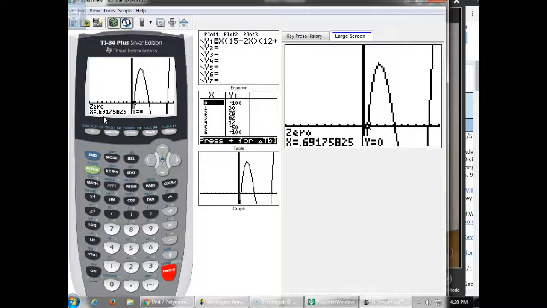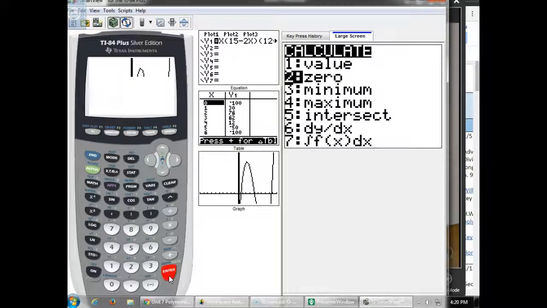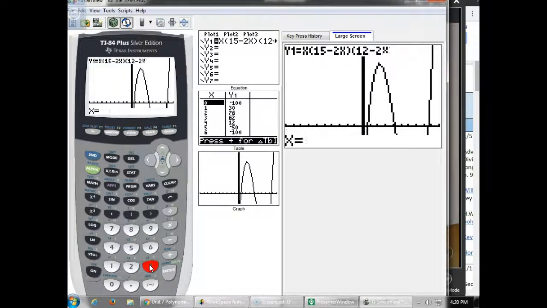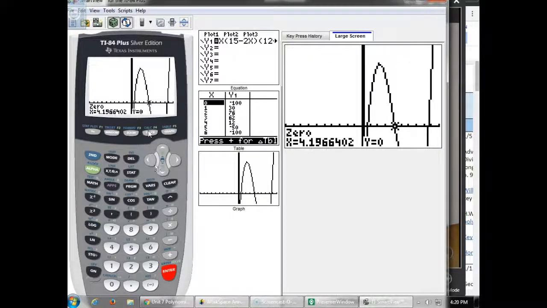Okay, so I'm going to write that down. You write that down on your sheet, and I'll kind of do 0.69. I'll show you in a minute what that looks like. And then I'm going to find this next one. It looks to be a little bit bigger than 4, so second calculate 0. And I'm going to use, let me just use 3, enter, 5, enter, enter. And that gives me 4.19.